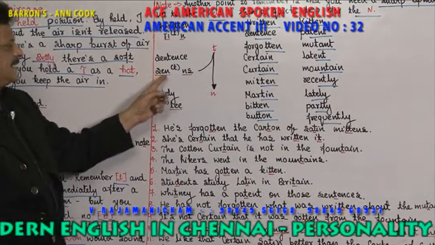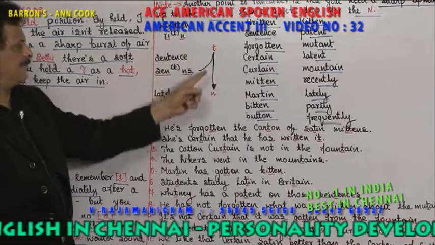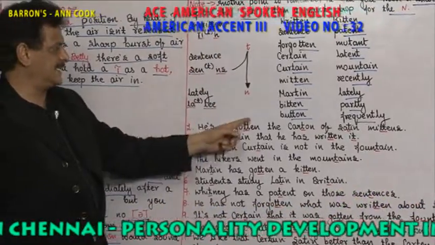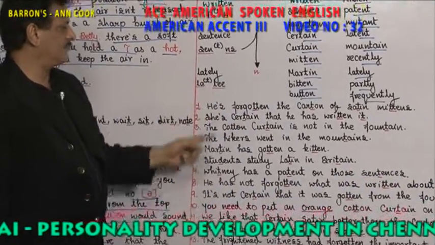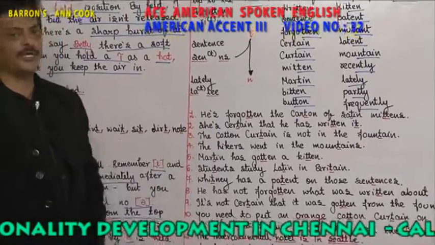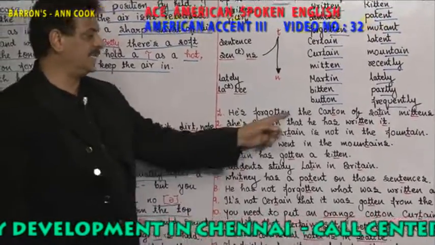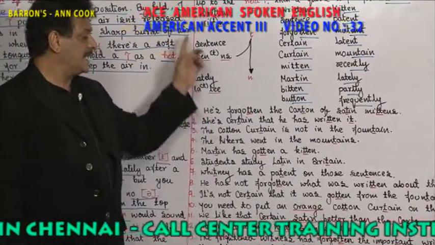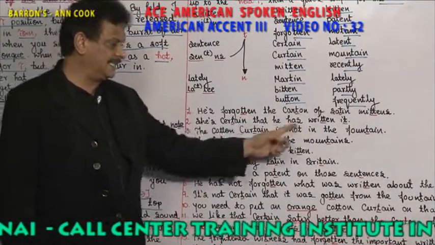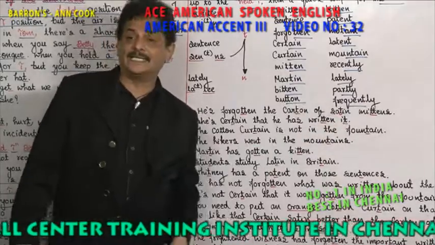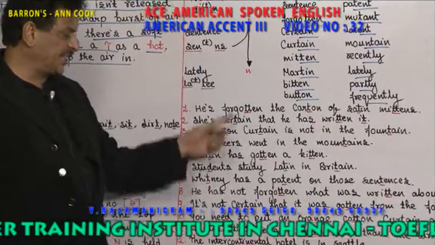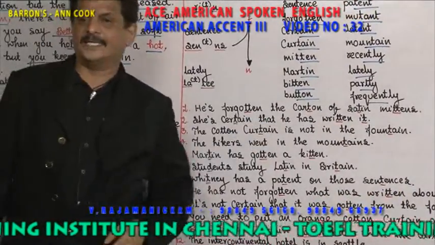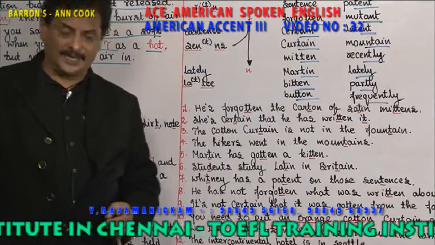See, in sentence, T goes up, N comes down. Sentence, lately, right, sir? So, how do you pronounce this? He is forgotten the carton of satin mittens. That's what you say. But how do you pronounce it? He has forgotten the carton of satin mittens. She is certain that he has written it. He is certain that he has written it.